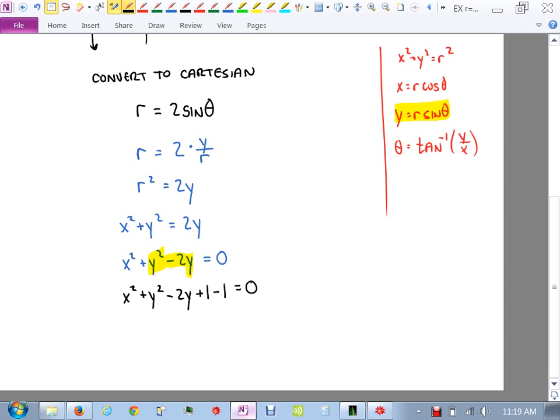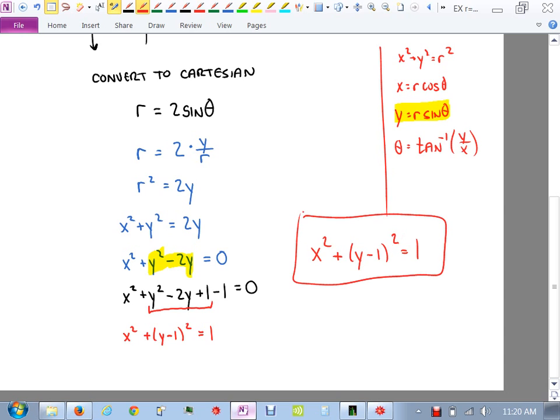And then the 3 terms here can factor into what? (y - 1) squared. Now we still had the minus 1 there, didn't we? Move it to the other side. So we have x squared plus (y - 1) squared equals 1, don't we?